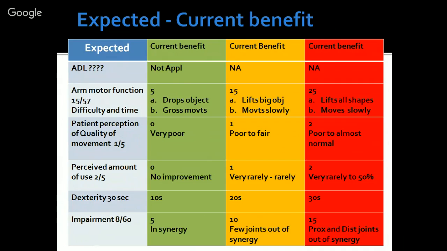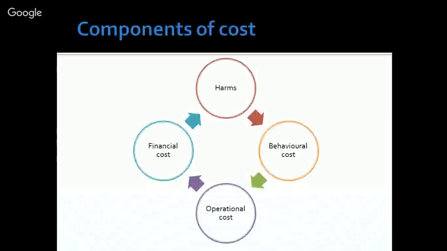That's one. But the question doesn't stop here on selection of CIMT. We need to look into the cost part of it. CIMT is a very wonderful intervention. It produces positive results and all these things. But yet, what is the cost of applying CIMT? We will be looking at the cost in the following forms: harms of applying CIMT, behavioral cost, operational cost, and financial cost. What is this? If CIMT has been seen to produce benefit, but it also produces some harm, then we may need to think twice before applying it.